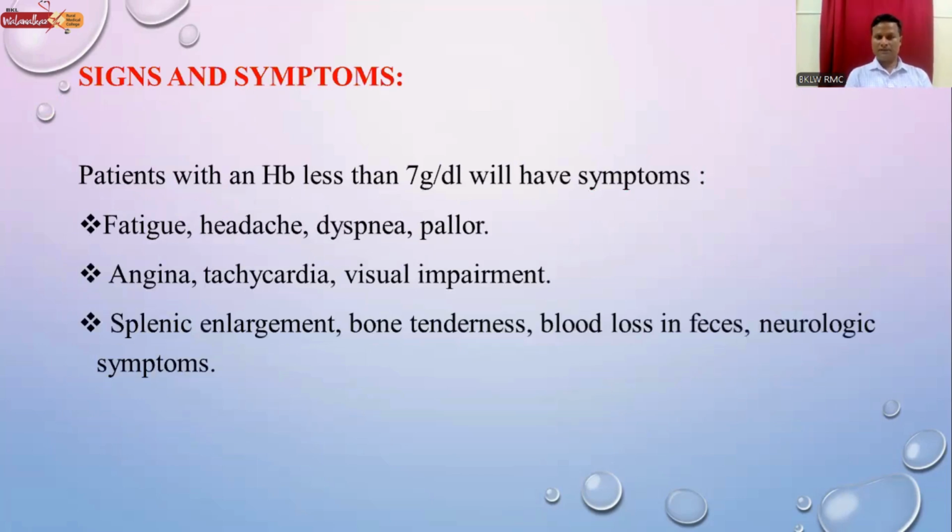What are the chief signs and symptoms present in patients with anemia? Usually the patient will not complain of any symptom unless hemoglobin is less than 7 or 8 gram per deciliter. And these symptoms are mostly non-specific, like fatigue, headache, dyspnea, pallor, anginal pain, tachycardia, or visual impairment. There may be splenic enlargement or bony tenderness, blood loss in feces, or neurological symptoms may be present in some patients.